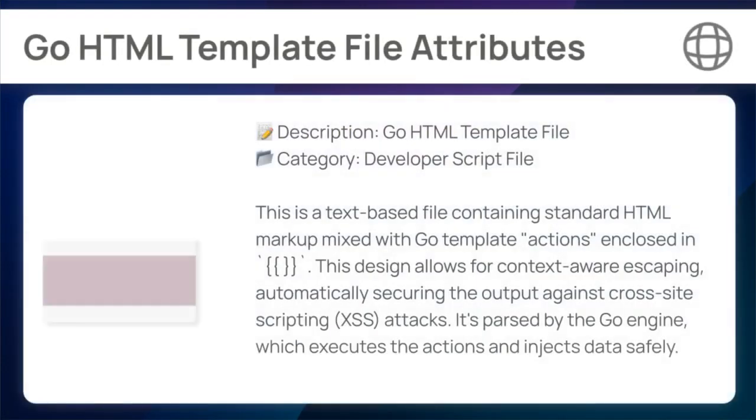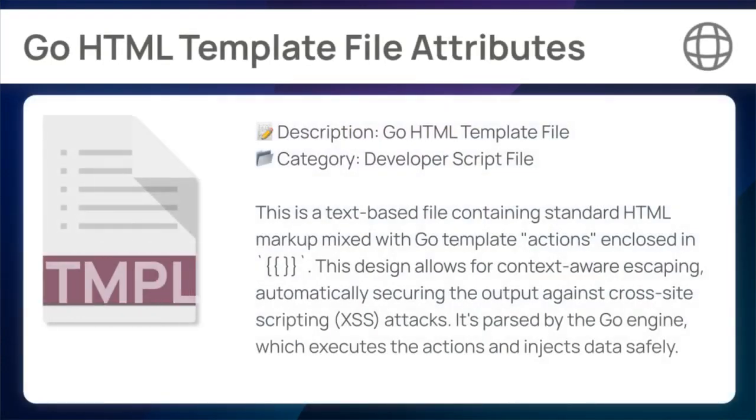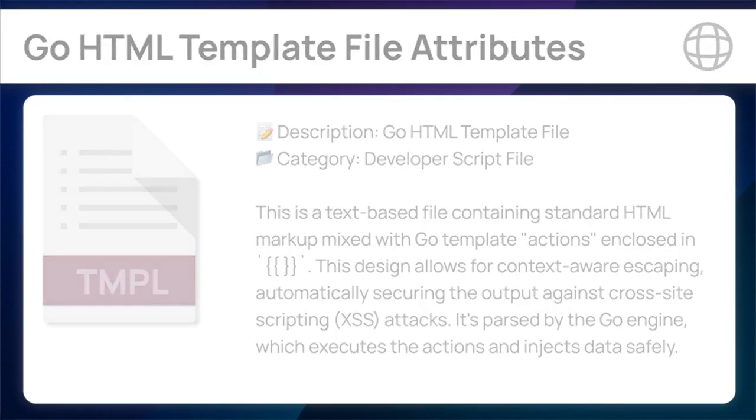This is a text-based file containing standard HTML markup mixed with Go template actions enclosed in double curly braces. This design allows for context-aware escaping, automatically securing the output against cross-site scripting, XSS attacks. It's parsed by the Go engine, which executes the actions and injects data safely.